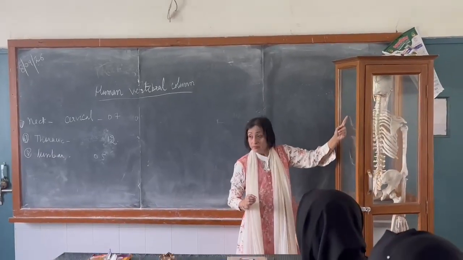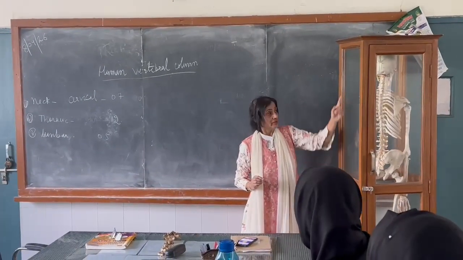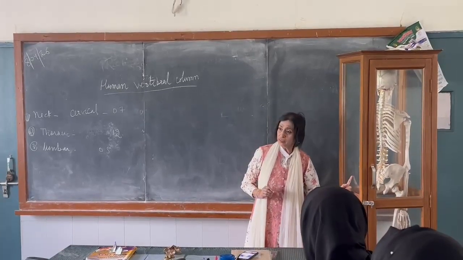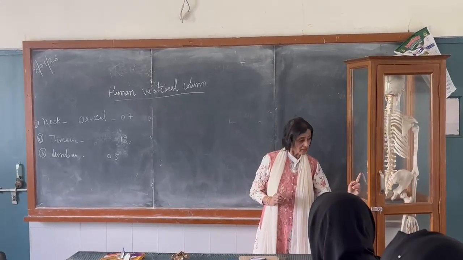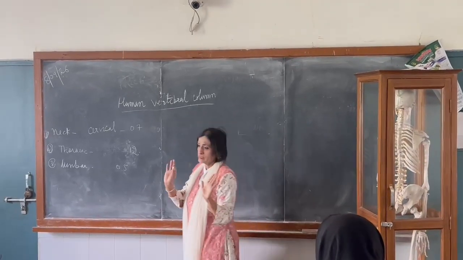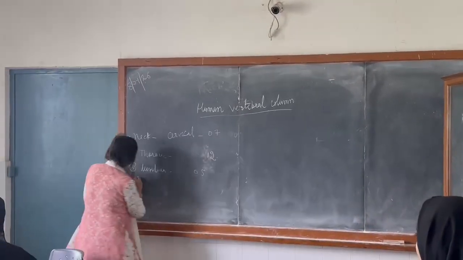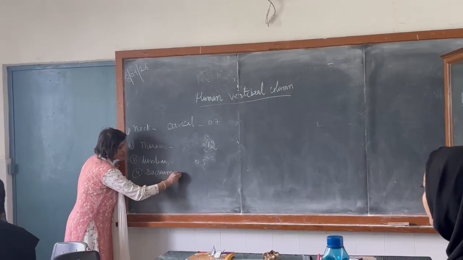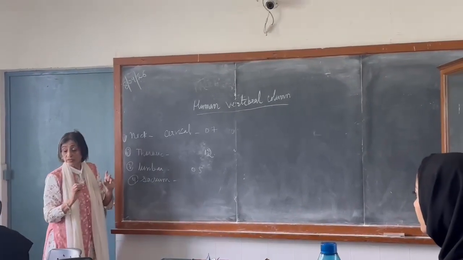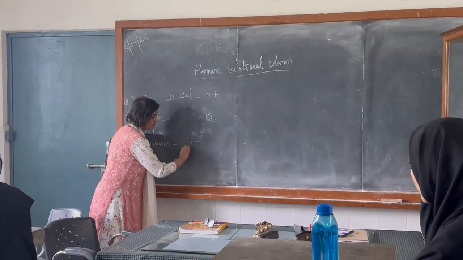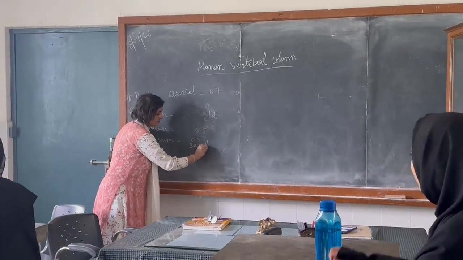This is the vertebral column. This is the start of the vertebral column, and this is the terminal end of the vertebral column. At the terminal end of the vertebral column, there is a fused vertebrae: sacrum, S-A-C-R-U-M. In adult it is fused, and it is a fusion of 5 sacral vertebrae.